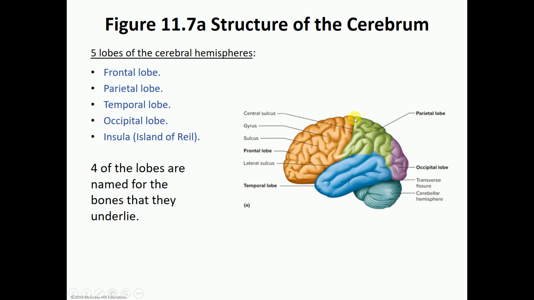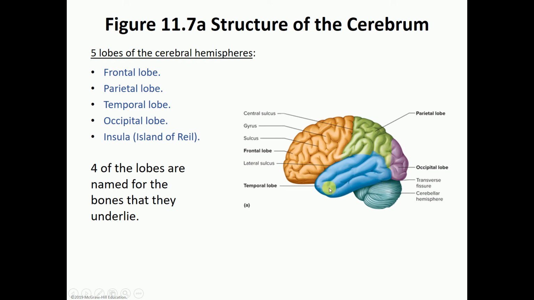It is in front of the central sulcus. Behind the central sulcus, underneath the parietal bone, is the parietal lobe. All the way in the back, underneath the occipital bone, is the occipital lobe. And then on the side, underneath the temporal bone, is where you can find the temporal lobe.